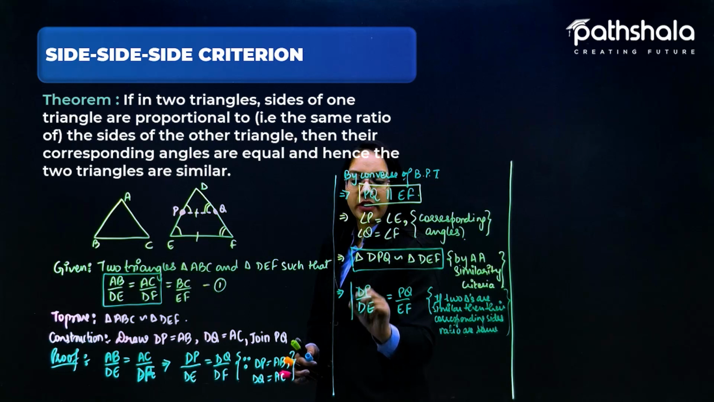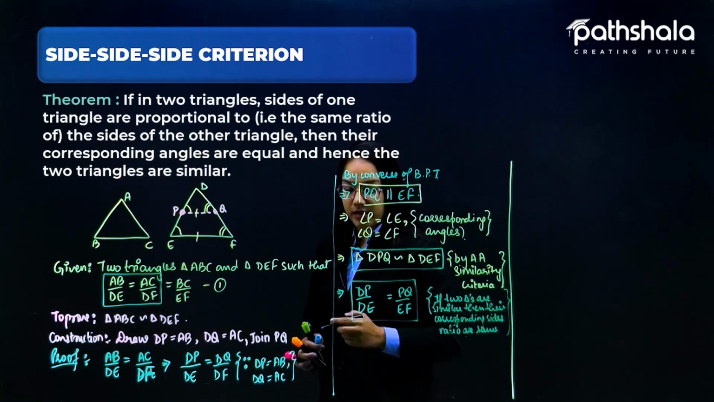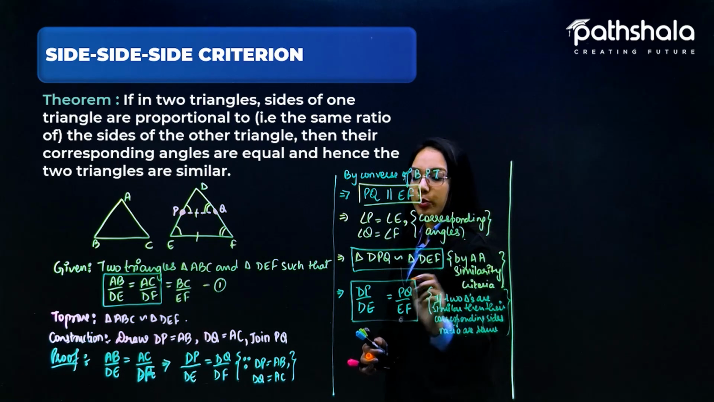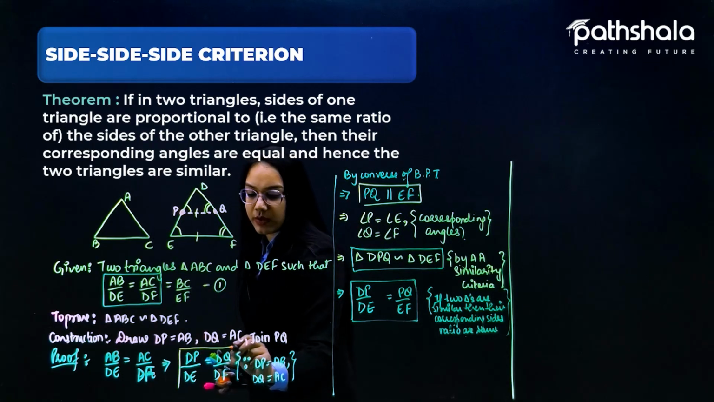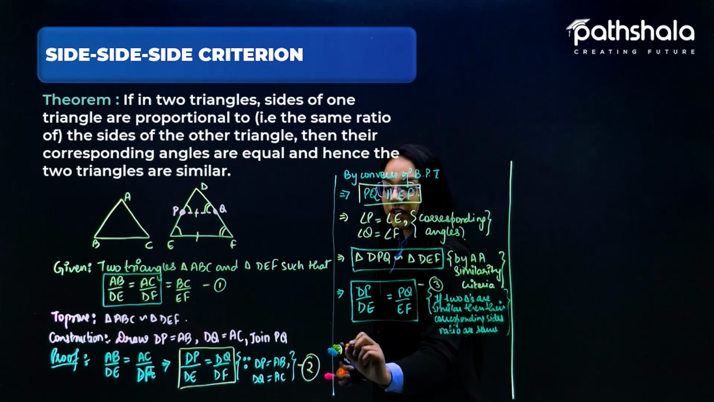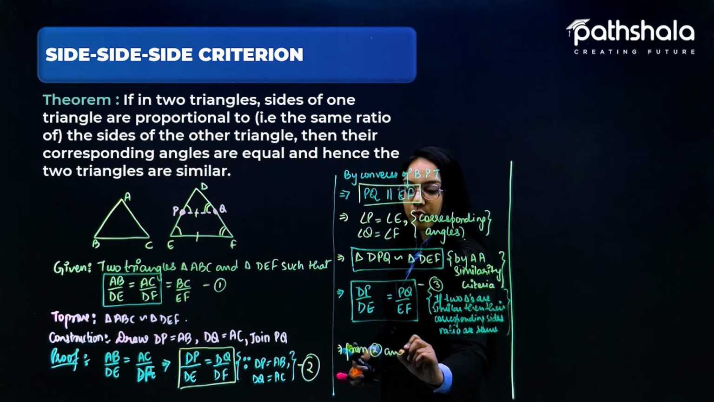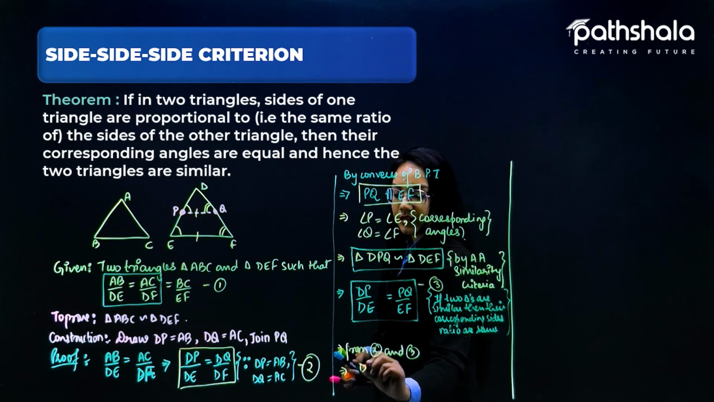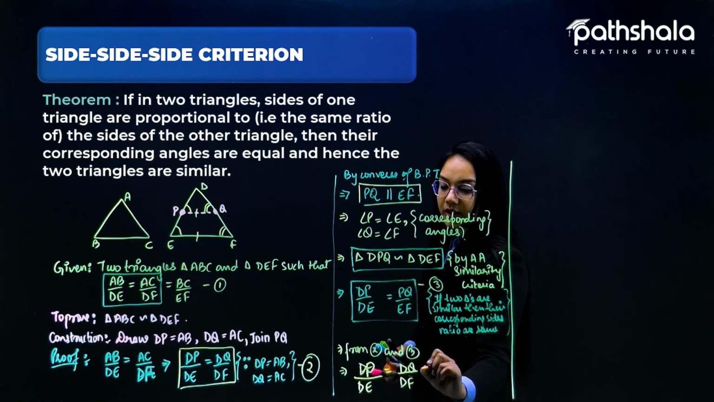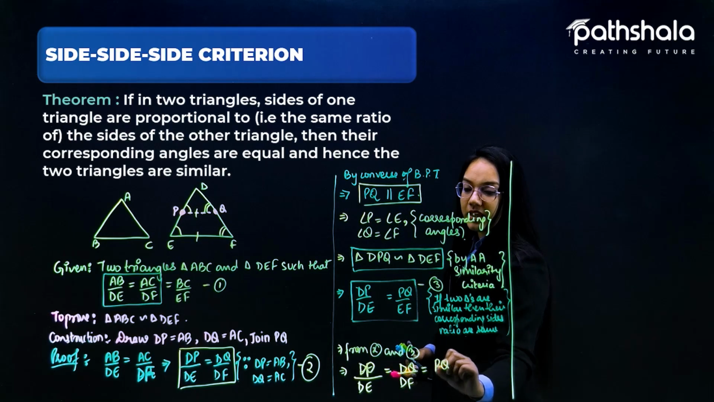Let us suppose I'm putting it under a box and calling this equation number 2, and taking this other one as equation number 3. Further, from 2 and 3, we can say that DP by DE is equal to DQ by DF, which is equal to PQ by EF.